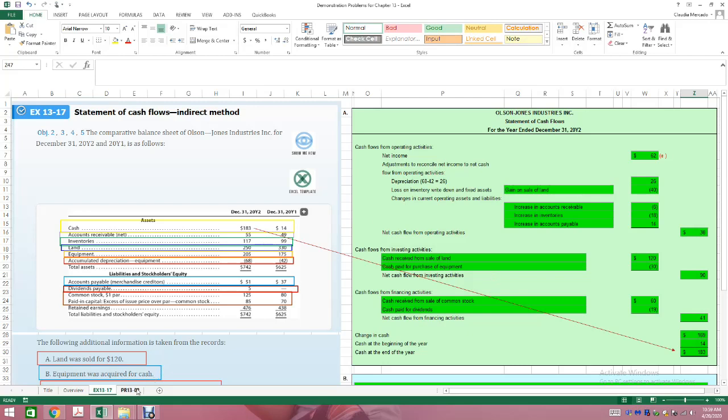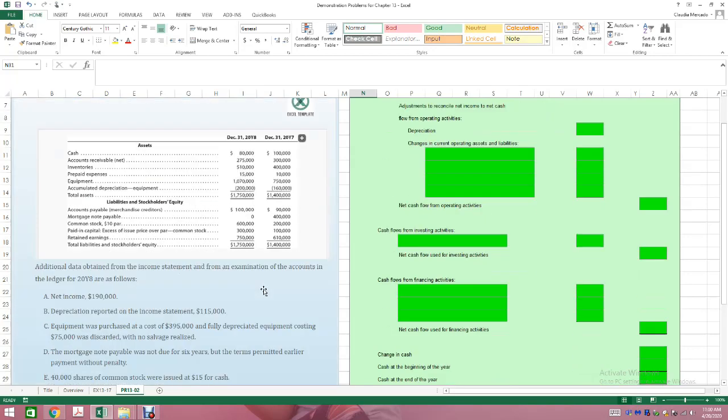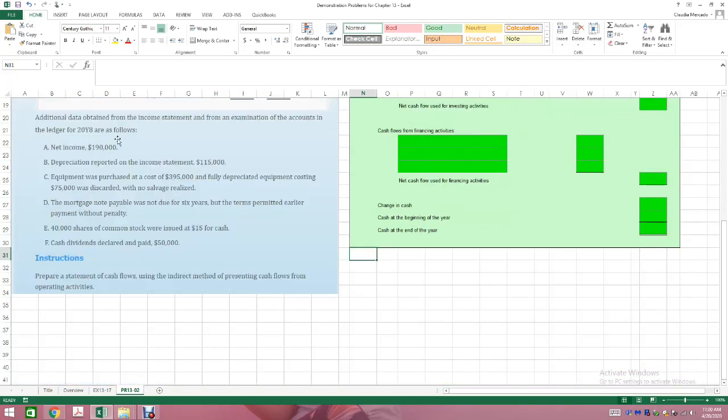Okay? So, the next problem that I'm going to be working on is problem 13.2 of your homework. This is statement of cash flows, once again, using the indirect method. It says the comparative balance sheet of Yellow Dog Enterprises at December 31st, 2018 and 2017 is as follows. And then they give you your assets, your liabilities, and your stockholders' equity, and all of the corresponding amounts. Additional data obtained from the income statement and from examination of the accounts in the ledger are as follows.